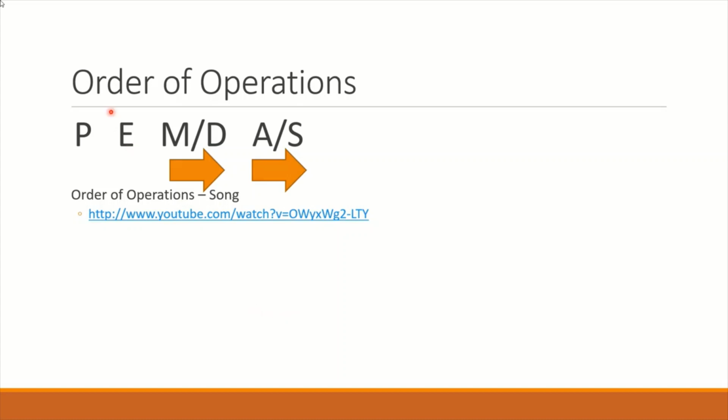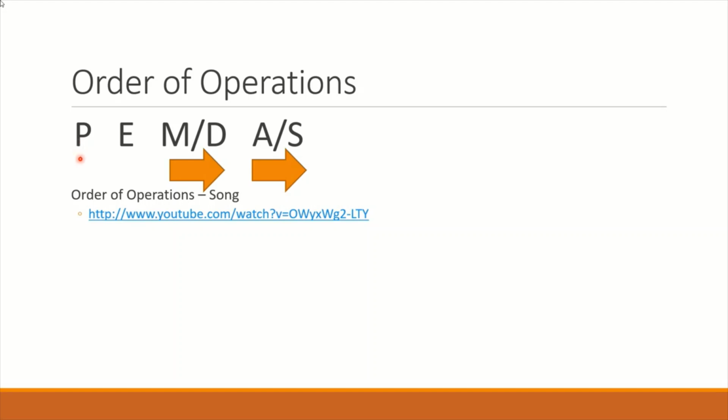So, a little review of order of operations. This is PEMDAS, or Please Excuse My Dear Aunt Sally. What this means with order of operations is you're going to do parentheses first, then exponents, then multiplication or division from left to right, then addition or subtraction from left to right. And you can kind of see this in 4 steps. It's not exactly 4 steps, but you can kind of see it that way.